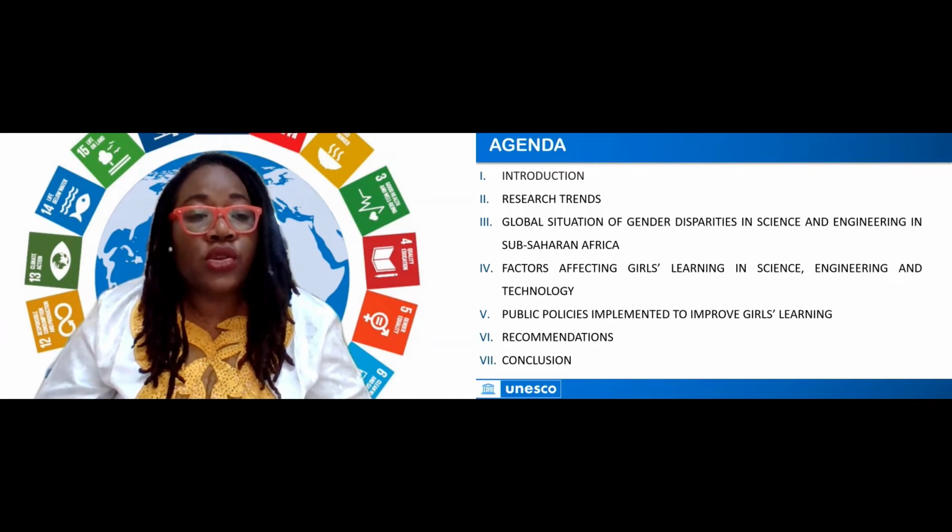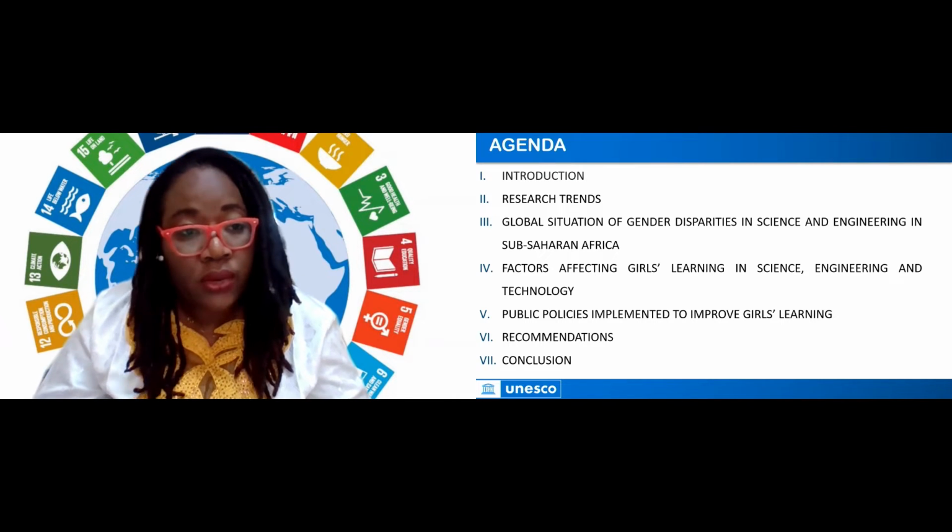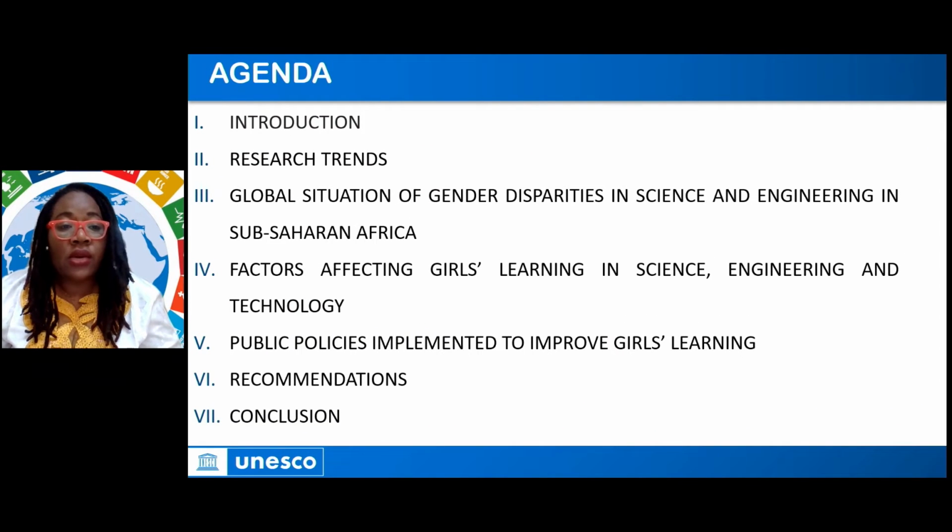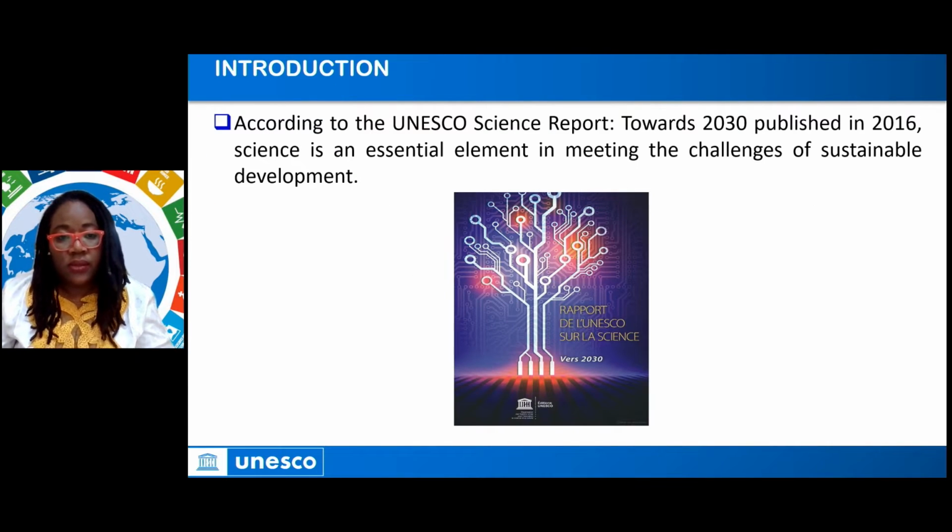is structured as follows. First, an introduction, the research trends, the global status of gender disparities in science, engineering in sub-Saharan Africa, factors affecting girls' learning, and the learning of women in science and engineering and technology, public policies implemented to improve girls' learning, recommendations, and finally, I will finish with a conclusion. Next.